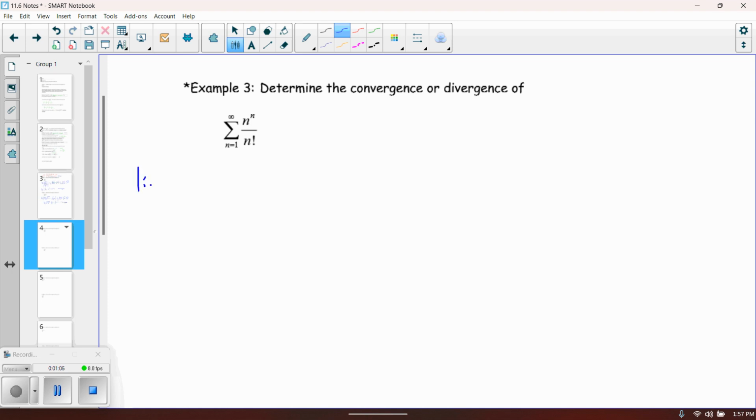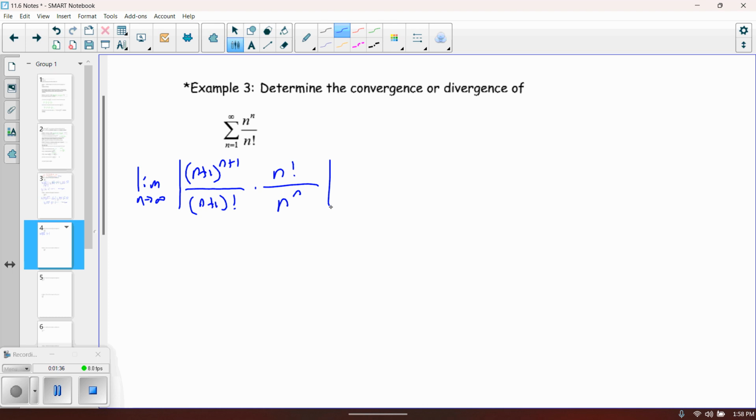So let's start off by taking the limit as n goes to infinity. And remember, this is the n plus 1 term, absolute value of n plus 1 raised to the n plus 1. Again, notation is important there. Divided by n plus 1 factorial. Then you have to divide that by the n term, which is the same as multiplying by the reciprocal of the original, which is going to be n factorial over n to the n power.